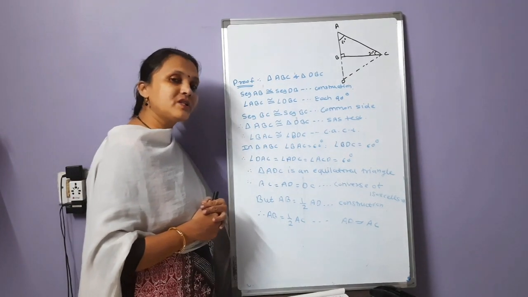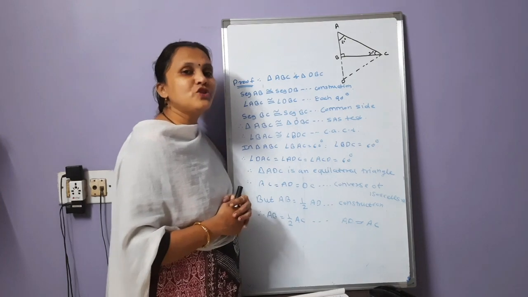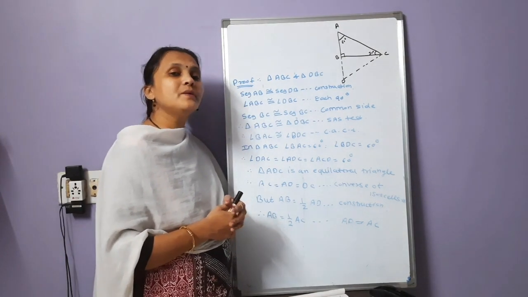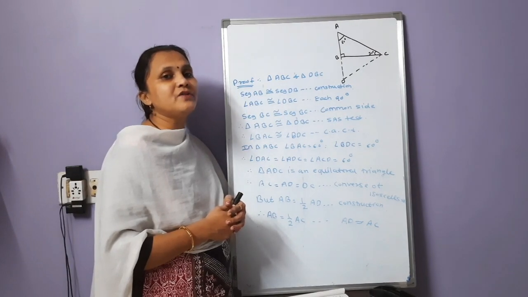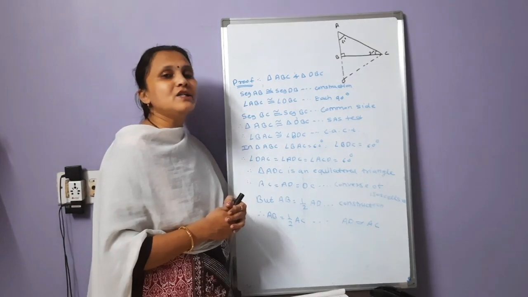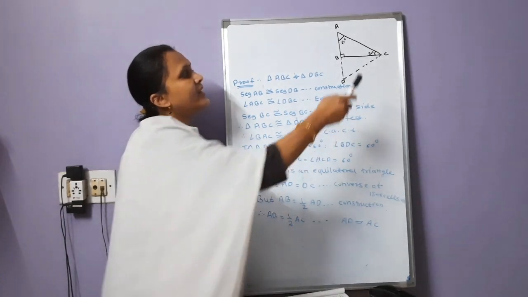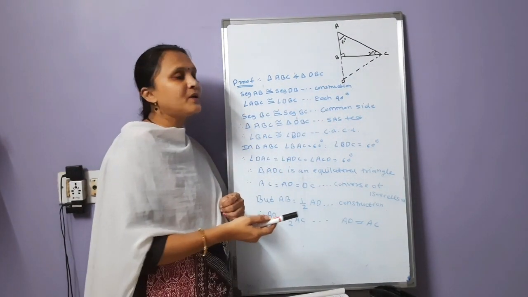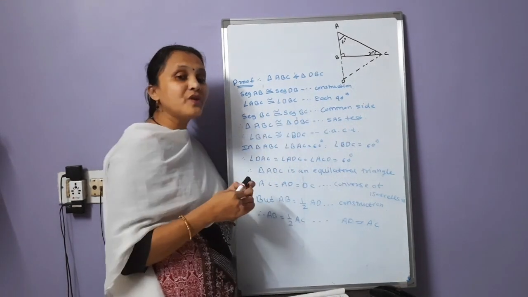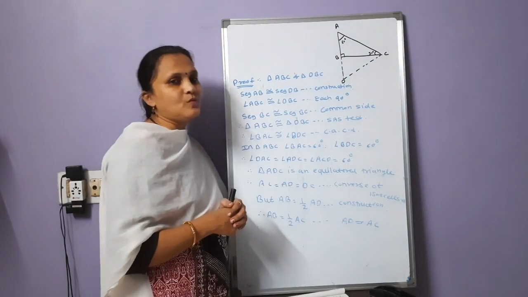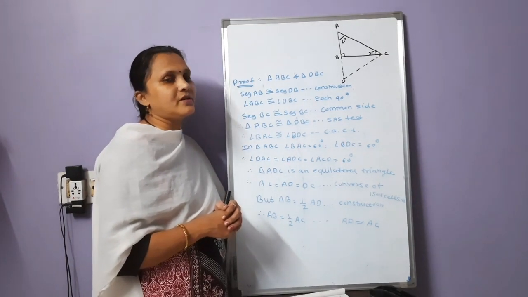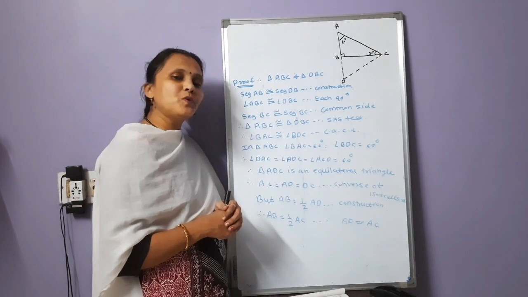Now what is our to find? According to the statement, the side opposite to the 30 degree angle is half of its hypotenuse. What is the meaning of hypotenuse? The side opposite to the 90 degree is known as the hypotenuse. So here AC is the hypotenuse, and the side opposite to the 30 degree is AB. So here we have to prove that AB equals half of AC.